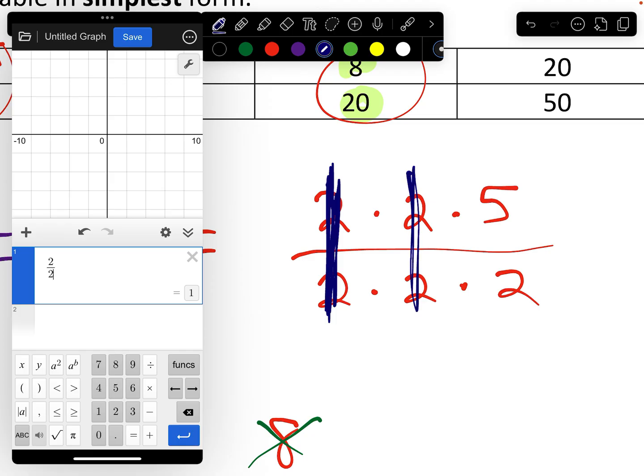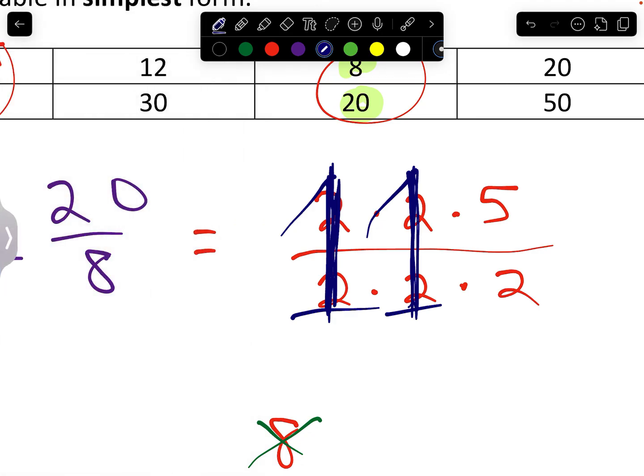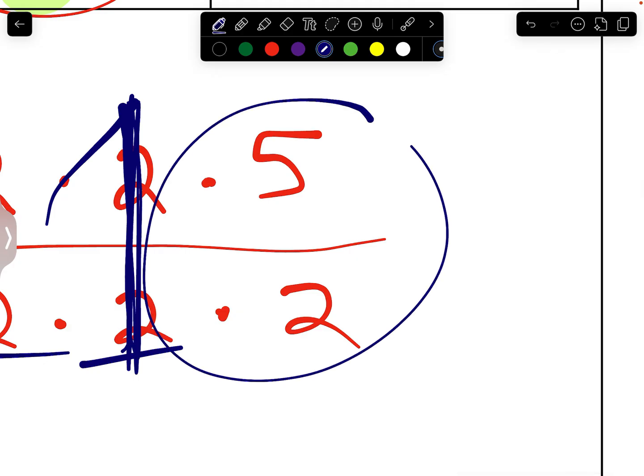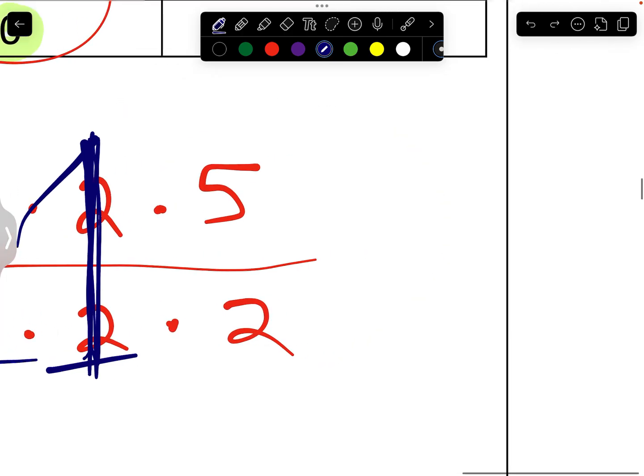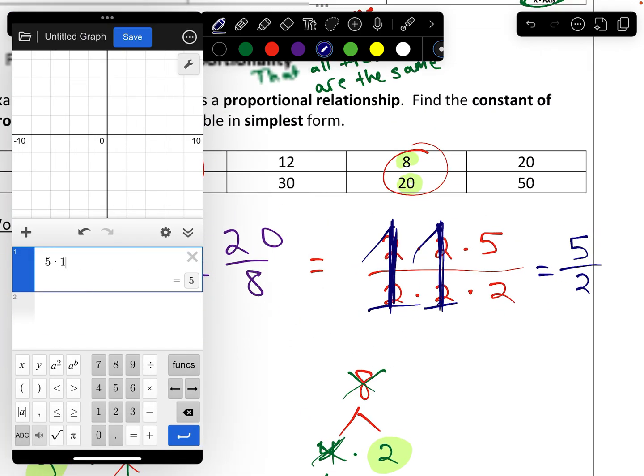Same thing here. These 2's are 1. It makes 1s. But I don't need that. It's almost like they cancel each other out. But don't think it gives you 0. It just gives you a 1. And let's say 5 times 1. Look, the number's just itself. Can I cross these 2 out? No, because they're not the same number. So, hey, 5 over 2.